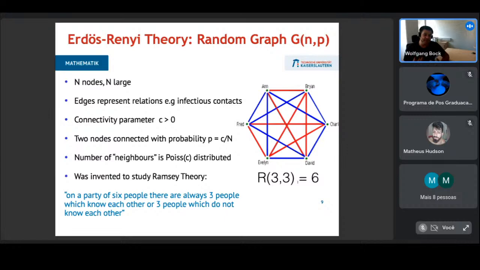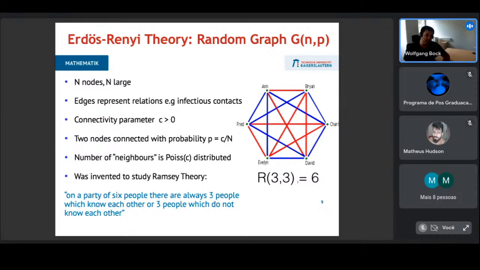Typically, as one or the other may have heard, in a party of six people there are always three people who know each other and three people who don't know each other. This is, for example, the party of six you see here in the graph, you can write this relation. And it was actually first invented to build exactly this theory behind it. So maybe one or the other knows this statement. So what we have is some connectivity parameter and a Poisson distribution, which gives us the number of neighbors. Or put another way, the connectivity goes directly into the probability that two nodes are connected.